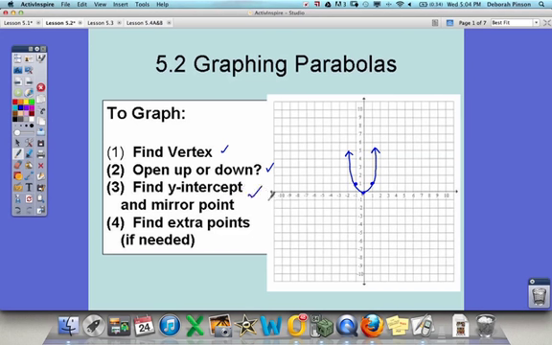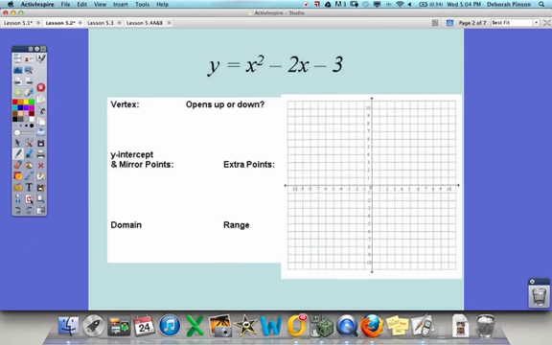Find the y-intercept and its mirror point. And if needed, sometimes it won't be needed, find some extra points. So those are kind of your steps. So let's go through and let's do this. So here's my equation. First of all, I'm going to find my vertex, which means the tip of my parabola.